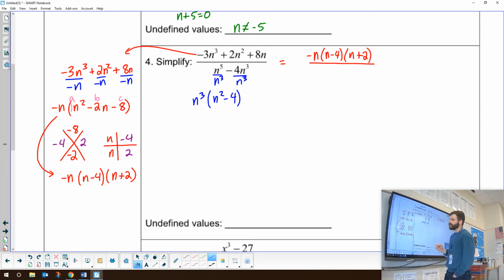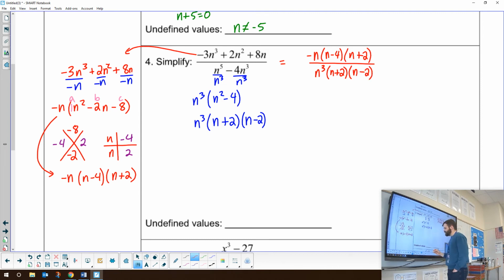N squared minus 4 can factor. We're going to get n cubed times its difference of squares, so n plus 2 times n minus 2. You just have to learn the difference of squares. Super easy like that, where you just factor it out and you'll get there. All right, so then we're going to have n cubed times n plus 2 times n minus 2. And these are my denominators, so they're going to tell me what my undefined values are. So we can say, okay, what is if n cubed equals 0, or n plus 2 equals 0, or n minus 2 equals 0.